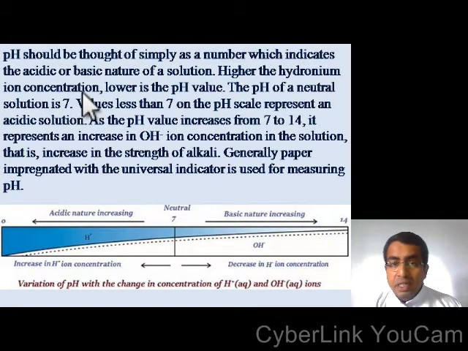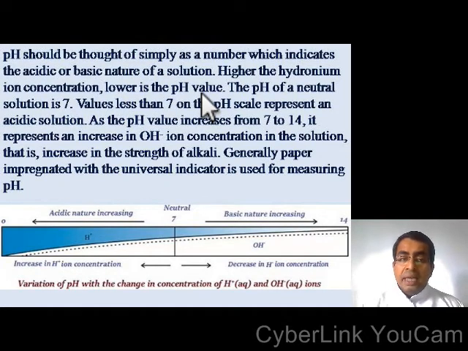So pH should be thought of simply as a number which indicates the acidic or basic nature of a solution. Higher the hydronium ion concentration, lower is the pH value. The pH of a neutral solution is 7. Here in the pH scale you can see the pH of a neutral solution is 7.